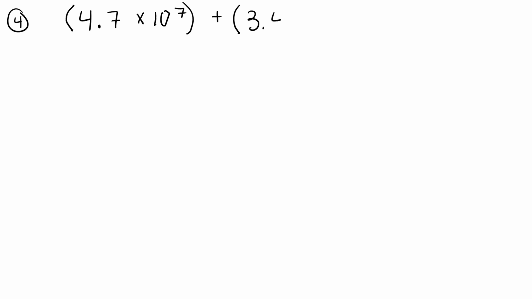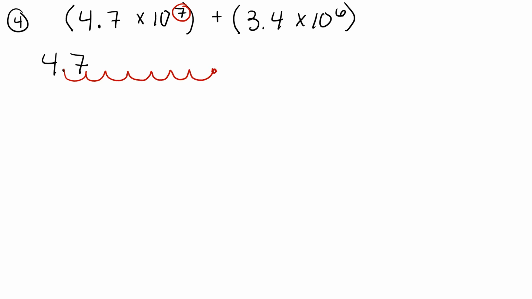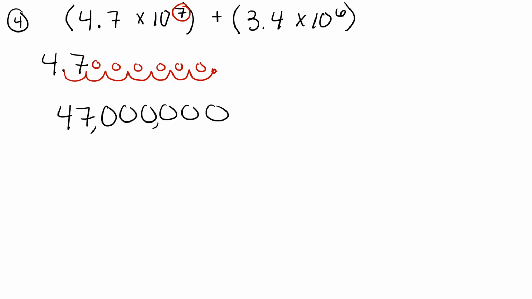exponents. For number 4, we're going to do the problem 4.7 times 10 to the 7th power plus 3.4 times 10 to the 6th power. We're going to start by moving our decimal point, and for the 4.7, we're going to move the decimal 7 times. So that's 1, 2, 3, 4, 5, 6, 7. We're going to fill in all of those placeholders with a 0, and we rewrite our answer more clearly to get 47 million.